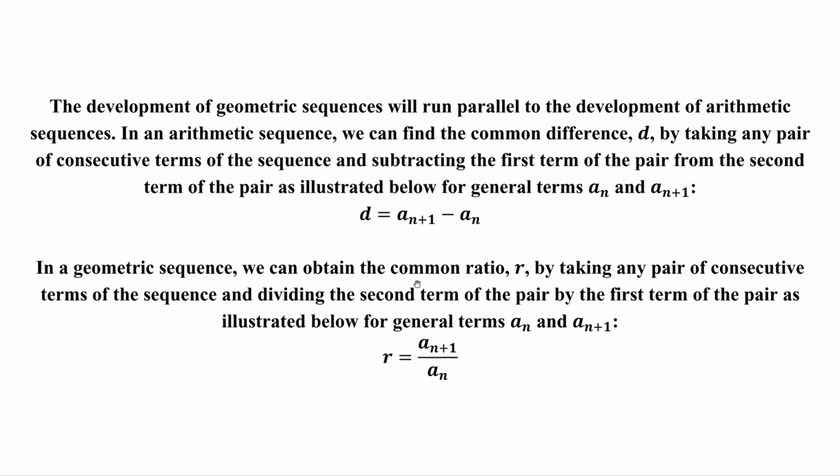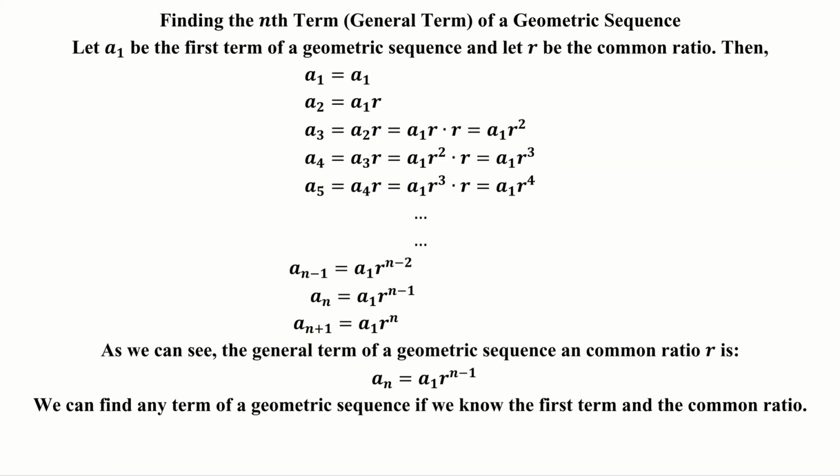In a geometric sequence, we can obtain the common ratio r by taking any pair of consecutive terms of the sequence and dividing the second term of the pair by the first term of the pair, as illustrated below for the general terms an and an plus 1. So here r will be an plus 1 over an. This, of course, will be the first member of our toolbox, which we'll be using to handle problems related to geometric sequences. As we did with arithmetic sequences, we're going to be interested in finding the nth term, which is also called the general term of a geometric sequence.